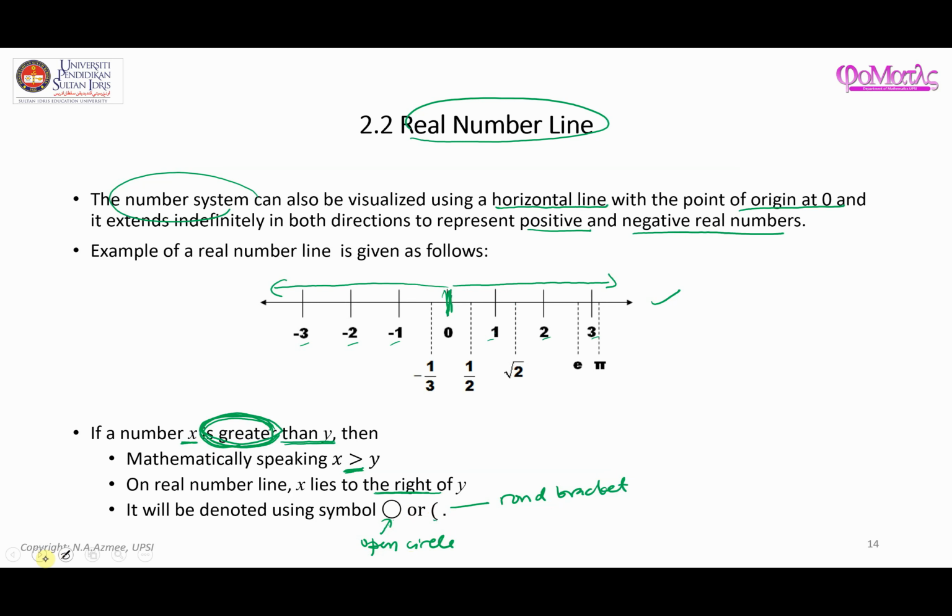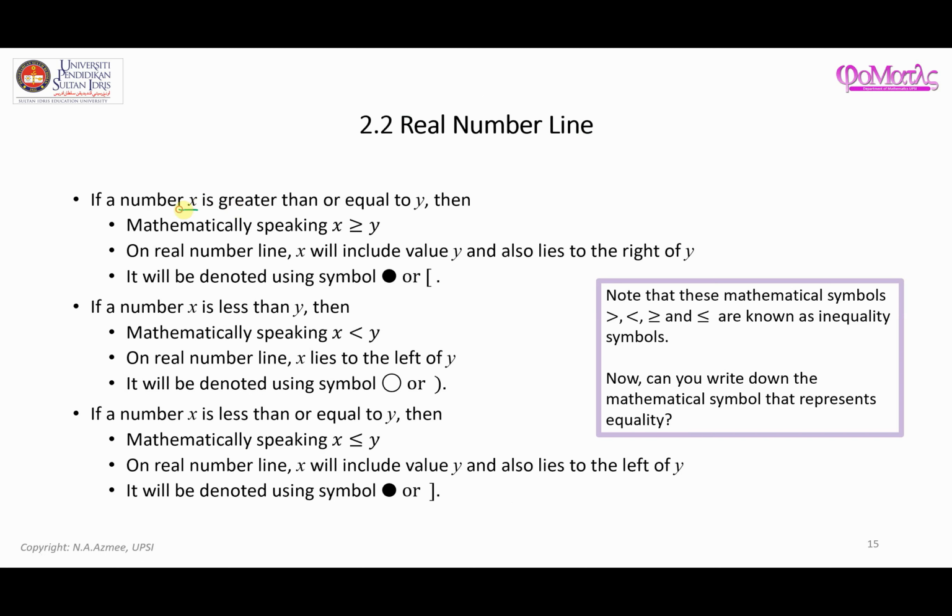Now let's move on to the situation where x is greater than or equal to y. Here, greater than or equal to has this mathematical symbol. On a real number line, it means that x includes the value of y, and also goes in the right direction of y. You will be using this symbol, which is a full circle, or if you don't like circles, you can use the square bracket. Let's move on to the next situation.